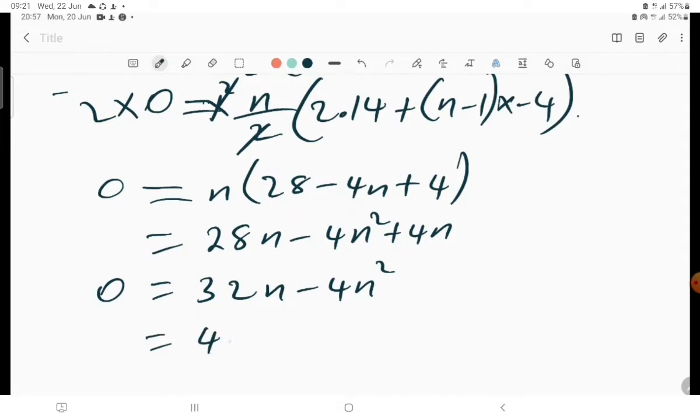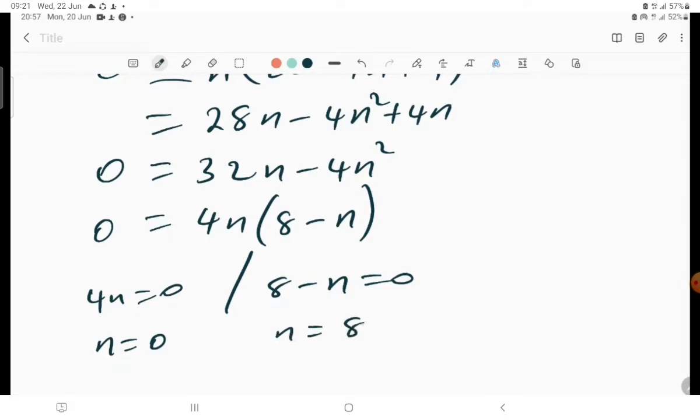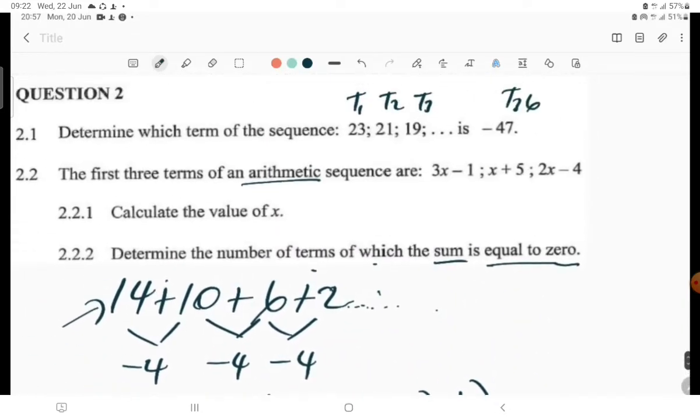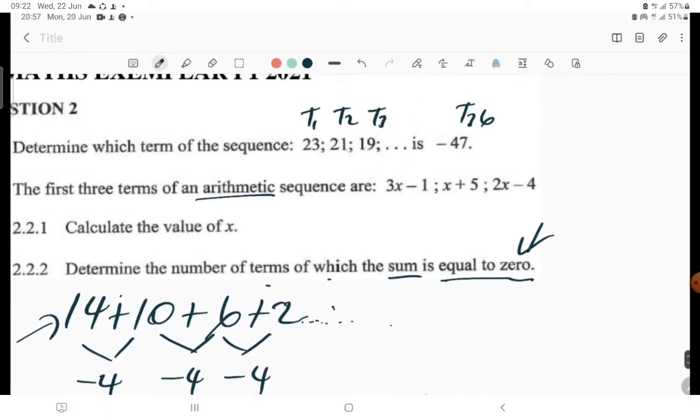When you take out 4n, we'll be having 8 minus n is equal to 0. Then 4n is equal to 0, or 8 minus n is equal to 0. Therefore n is equal to 0, or n is equal to 8. So that means n can never be equal to 0. You cannot add 0 terms to get, yeah, it's possible, but in this case when you add them up here, they have to give you 0.